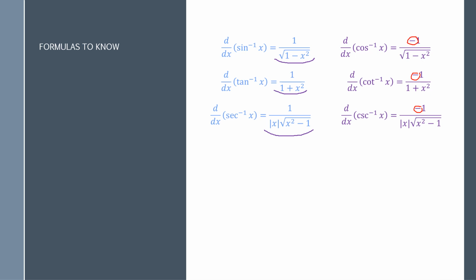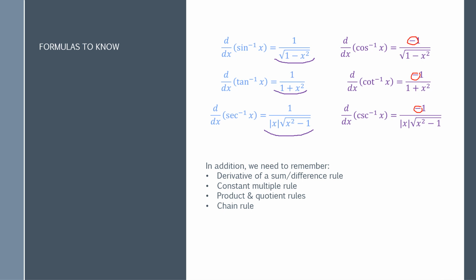Now, in addition to knowing these particular formulas, we need to keep in mind that we will also need to remember all the other rules. So the derivative of a sum and difference, the constant multiple rule, product and quotient rules, and most importantly, the chain rule. Okay, so what we're going to do in this lecture, we're going to solve 6 problems where I pick one of each of these functions. And we're going to carefully go through the process of computing derivatives. So let's go ahead and get started.